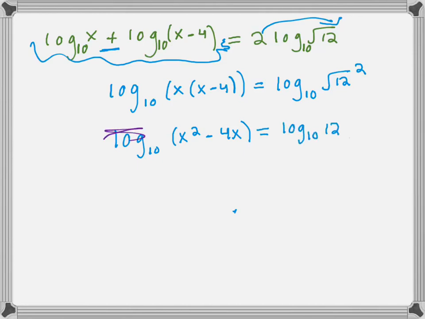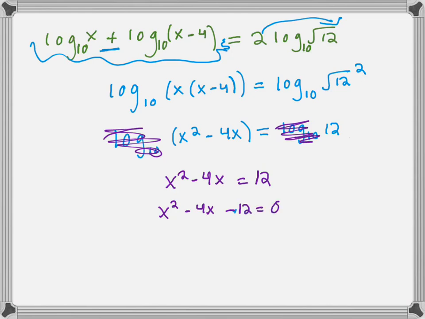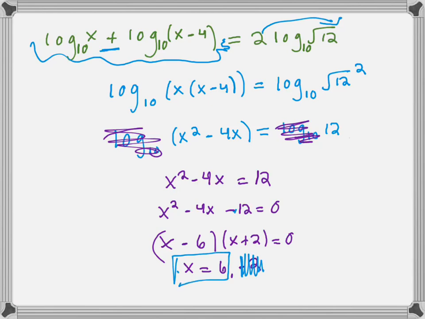Okay, now at this point we can just totally cancel out the logs because they're on both sides, and we get x squared minus 4x equals 12. X squared minus 4x minus 12 equals 0. And then if we factor this, x minus 6 times x plus 2 equals 0, x equals 6, negative 2. But remember, we can't have a negative log, so the negative 2 is not possible. So x equals 6 is our final answer.